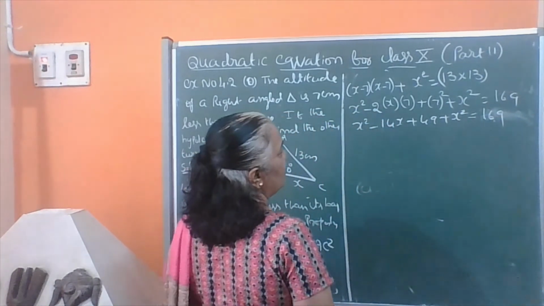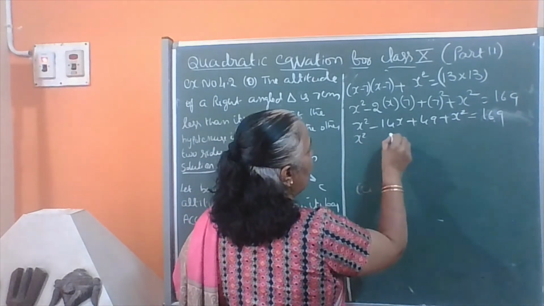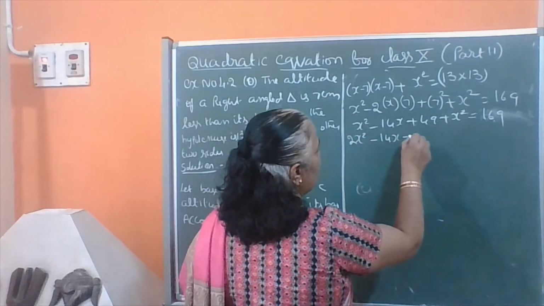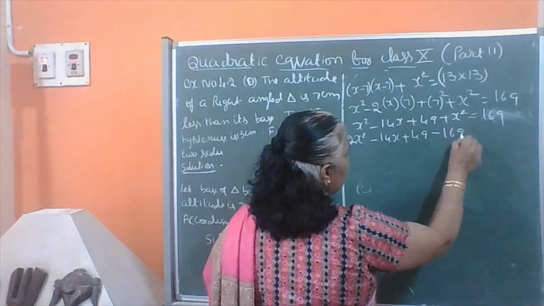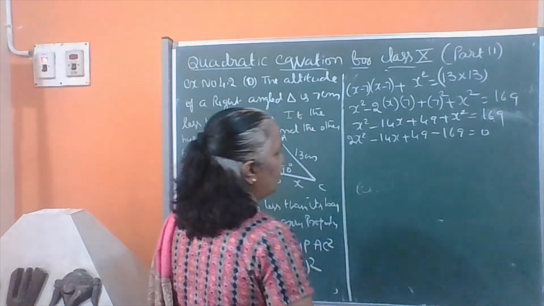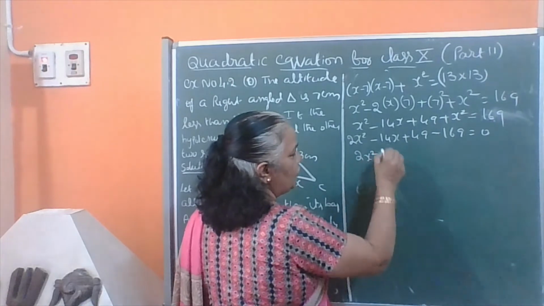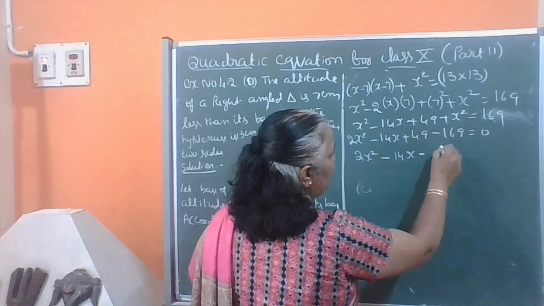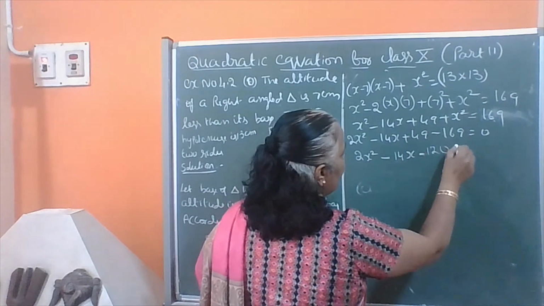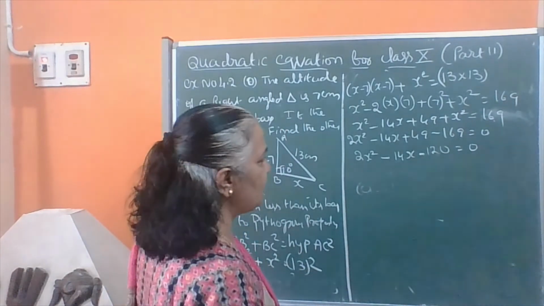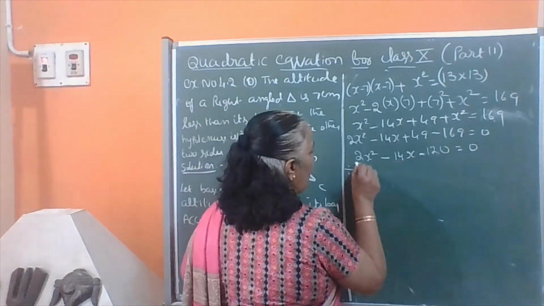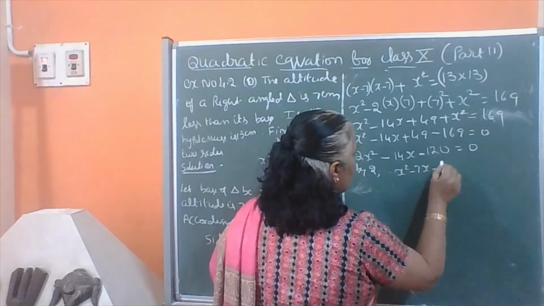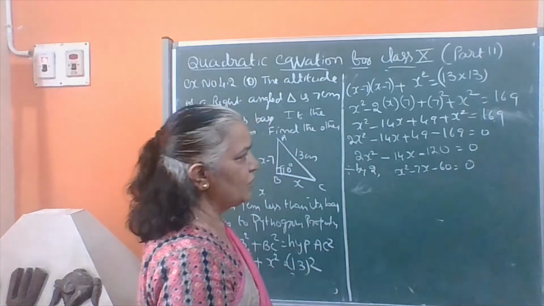Then here x square and here x square make 2x square minus 14x plus 49 minus 169 is equal to 0. You have to see all the steps properly. That gives 2x square minus 14x minus 120 is equal to 0. Now all are divisible by 2. Divide by 2. Therefore it is x square minus 7x minus 60 is equal to 0.